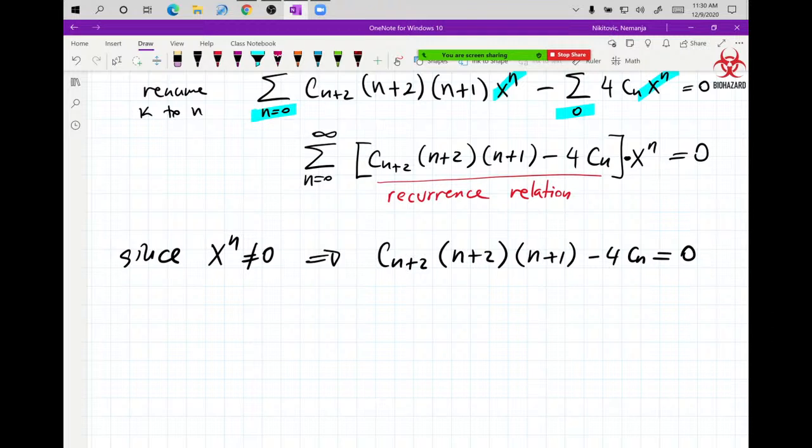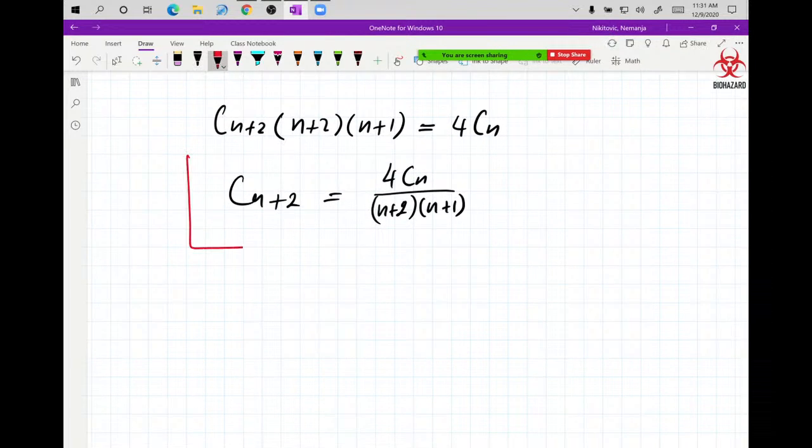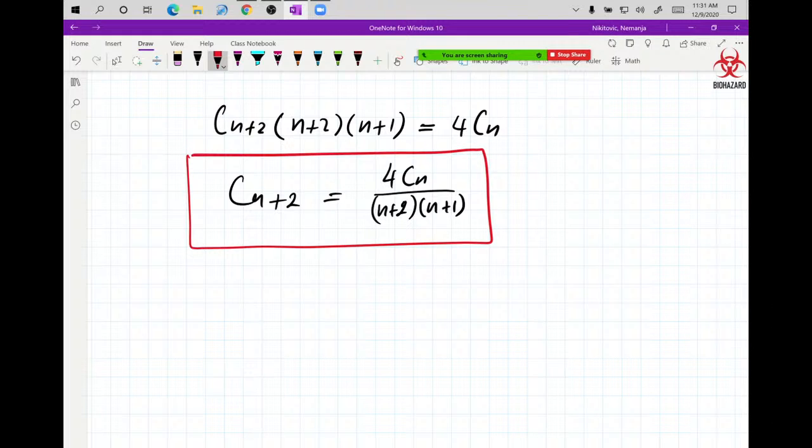And now all you need to do is solve that for Cn plus 2. Usually the one that has the highest index is the best way to go about it. And that's obviously going to be (n plus 2)(n plus 1) Cn plus 2 is equal to 4 Cn. And then you divide by this one. So here is Cn plus 2 is equal to 4 Cn divided by (n plus 2)(n plus 1). This is the equation that you will always be going after when you are solving these series problems.